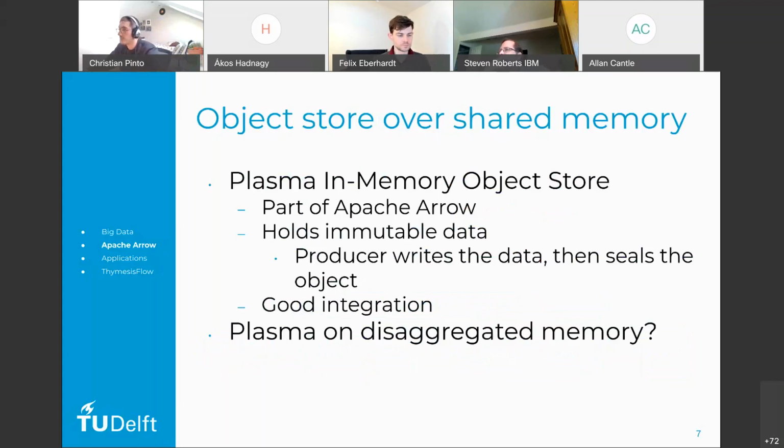But we already have that, because the Apache Arrow project, or this is unclear nowadays a bit, with Plasma, has an object store already. It holds immutable data, meaning that the producer fills up the buffers, then seals the object, and then the clients can read that data. It already has good integration with a lot of frameworks and applications. So how about Plasma on disaggregated memory, maybe?